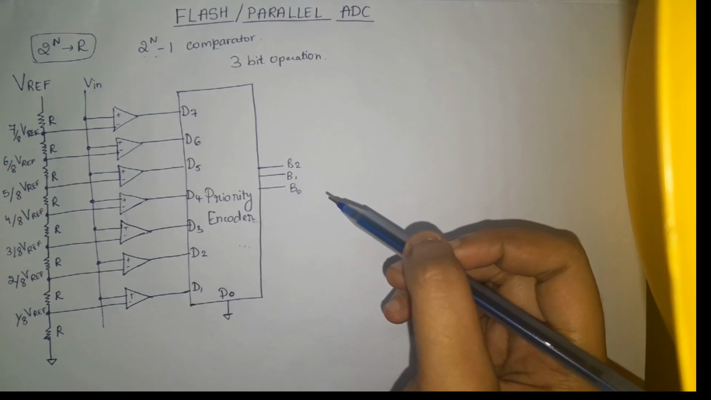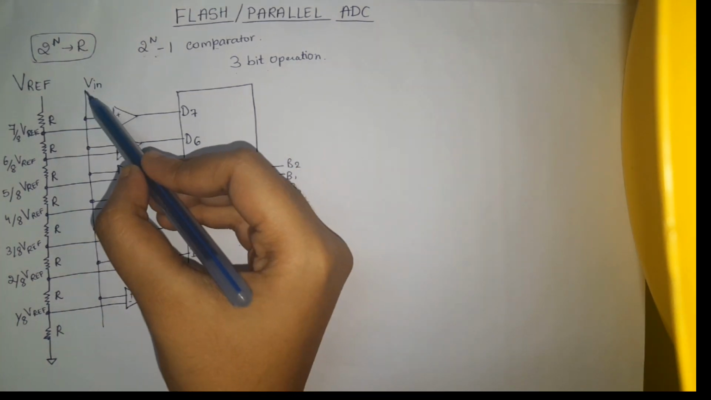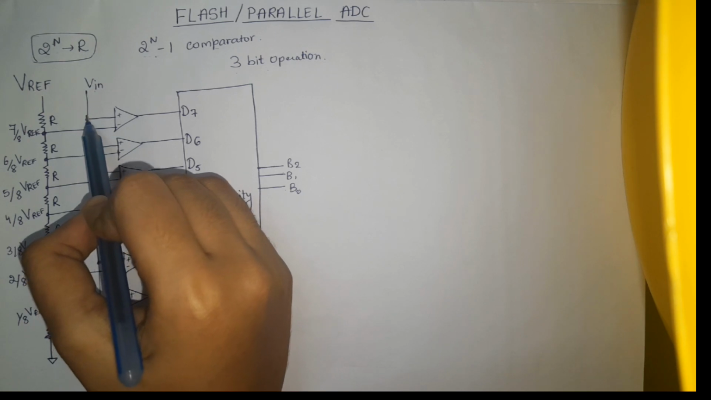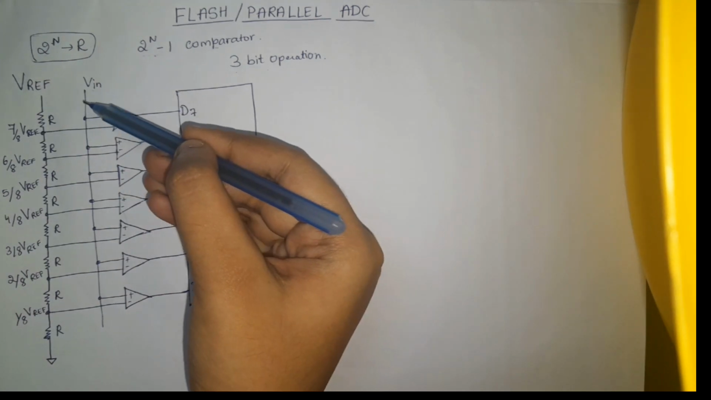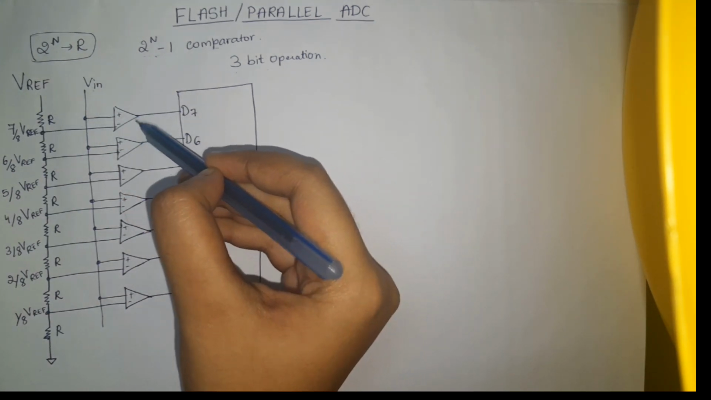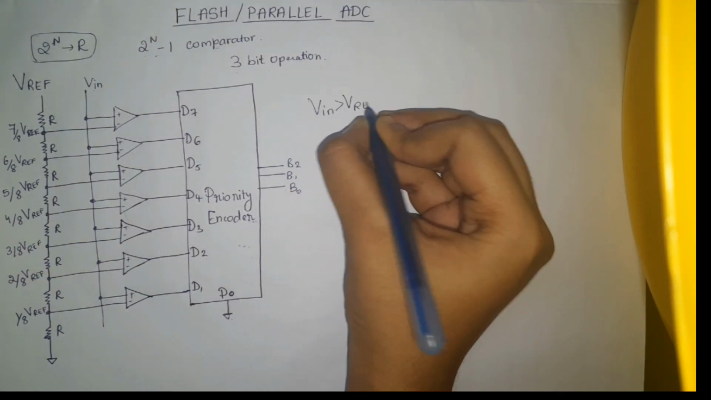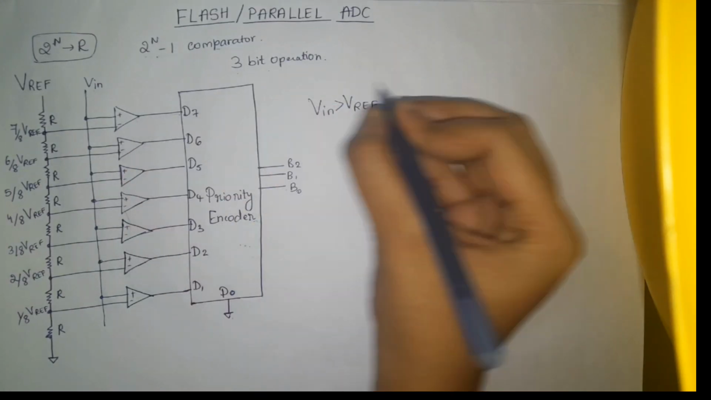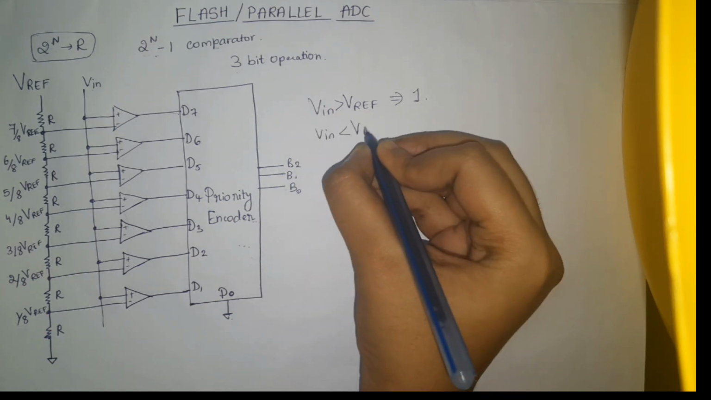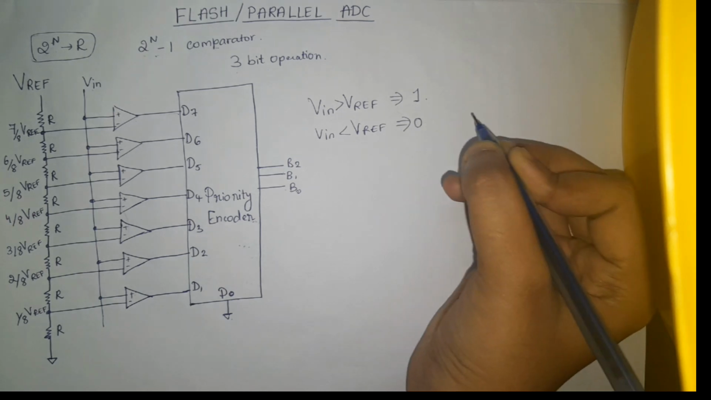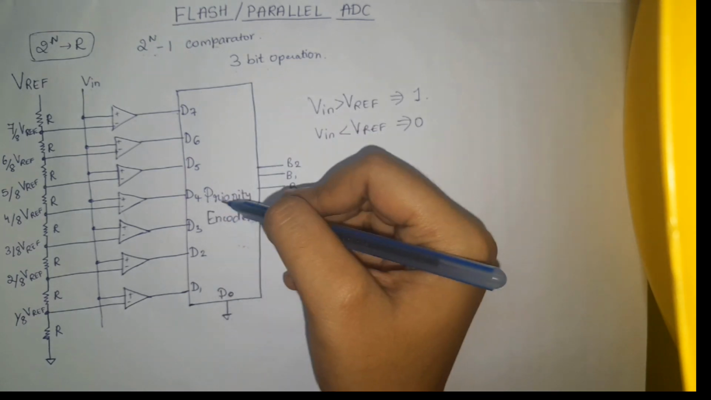Now let us see how exactly this working takes place. Generally we have this analog input given through here, which is checked with the reference values given here. Based on the analog signal and the reference value, the comparator will compare the Vin and the V reference value. If Vin is greater than V reference, then the output of this comparator, here D7, will be 1, logic 1. If Vin is less than V reference, then the output is considered to be logic 0. So accordingly, the values will enter into the priority encoder.